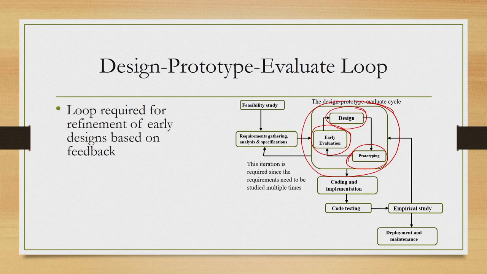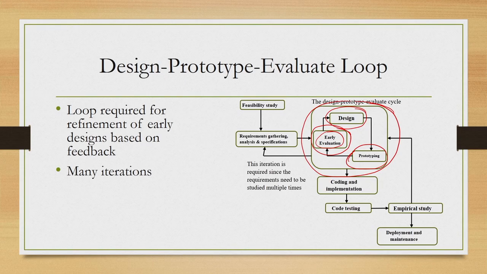Now, why is this loop required? First, we go for a design based on the requirements we identified. Now, this design is prototyped and again user feedback is taken. Based on the feedback, some feedback is taken in the early evaluation stage. Based on the feedback, we refine the design, again go for prototype building and so on, till we find out that no further changes in the design are required. That means the design has stabilized. So, at that point, we break the cycle and go to the next stage of coding and implementation.